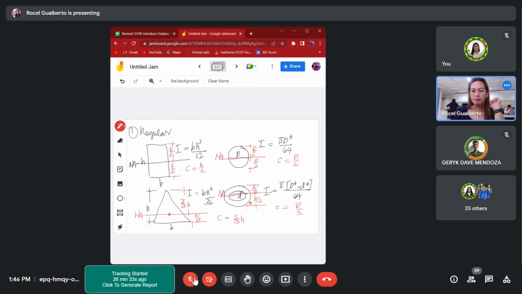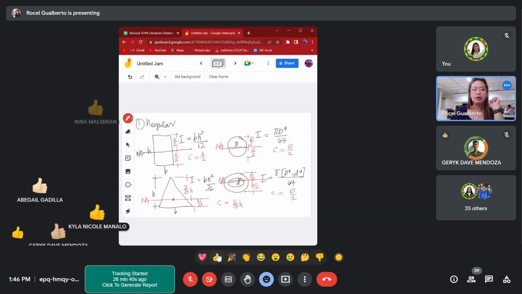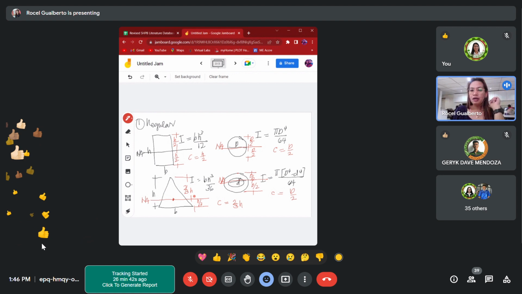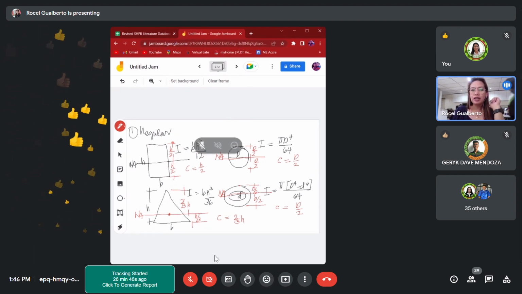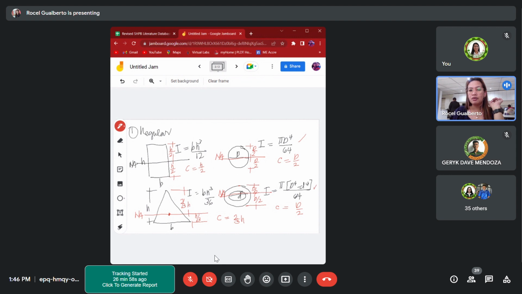Nakuha po ba? Kindly react naman po para maintindihan. Okay, thank you. So, yun po yung gagawin natin. Kapag regular cross-sections, it is easy to identify the value of C and the value of I. Tapos yung Table 8.1 po, that could aid you para sa mga equations po na yan. So, let us have the next one now.